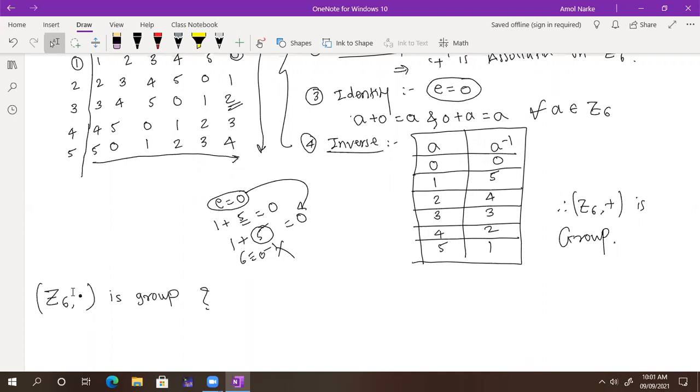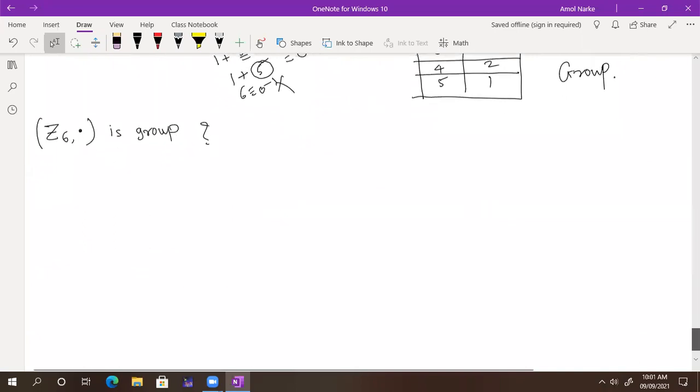Here instead of addition, what we have? We have product. So we need to do the product. You need to think in a product way. So it means we would require the same table? Not the same table. Instead of addition, we have multiplication now. That is the difference. Instead of plus, we use dot. Just check whether it is closed, associative, has an inverse, everything. So let's check it out.